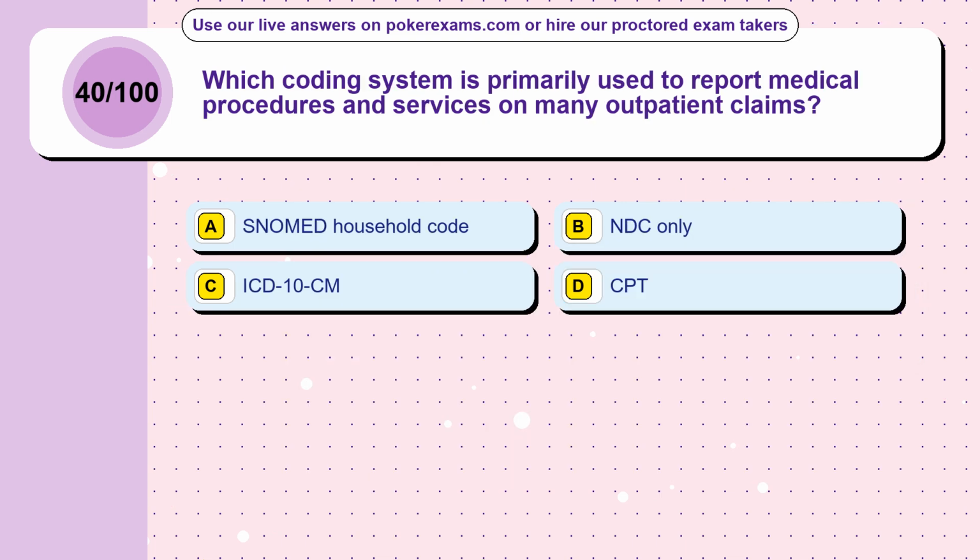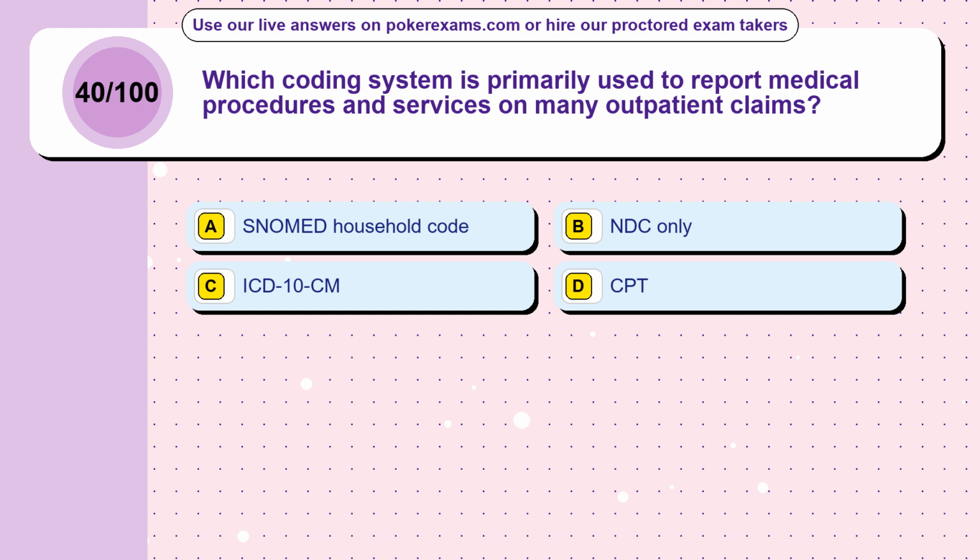Question 40. Which coding system is primarily used to report medical procedures and services on many outpatient claims? Option A. SNOMED Household Code. Option B. NDC only. Option C. ICD-10-CM. Option D.